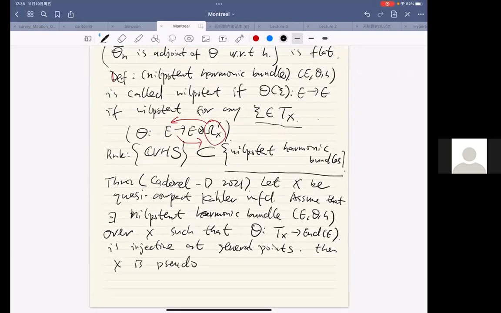So here you cannot expect Picard hyperbolicity, since you can always blow up any points, and then this condition is always verified. But if you blow up any points, then you have P1, Pn, some exceptional divisors, so a lot of rational curves, and then it cannot be Picard hyperbolic. Therefore, you have to make this pseudo Picard hyperbolicity here.